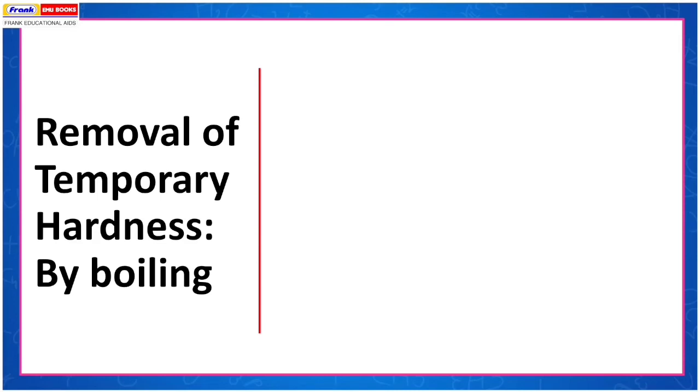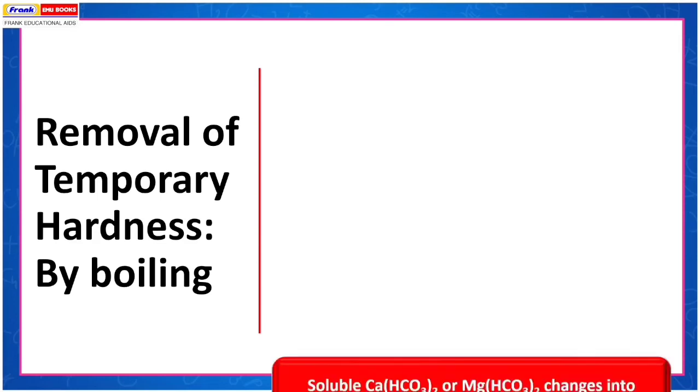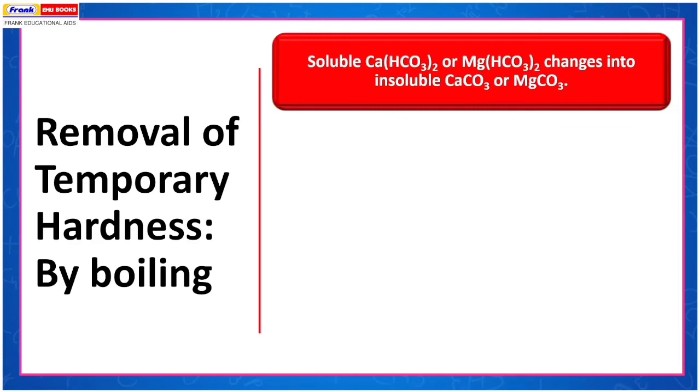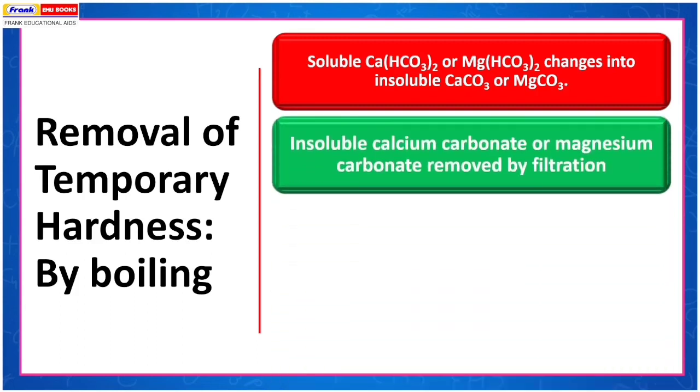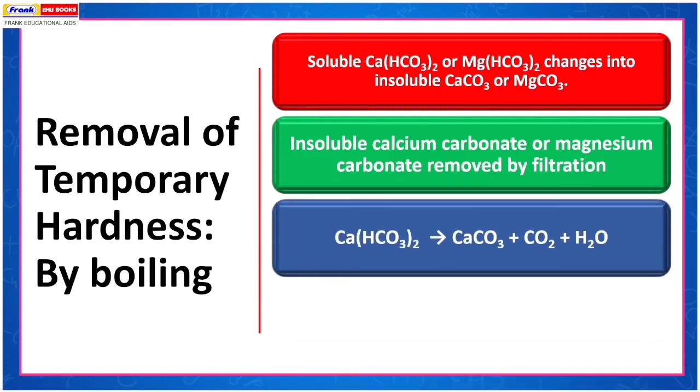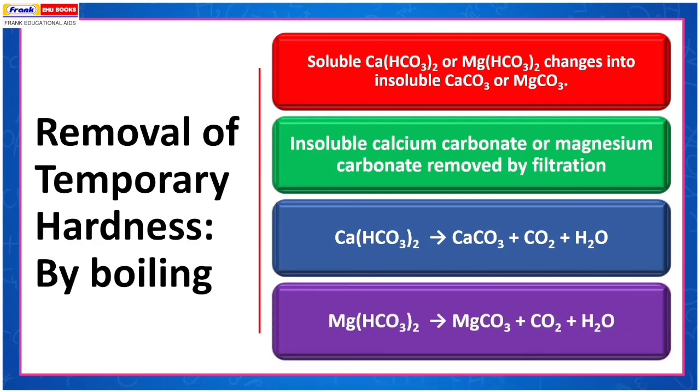Removal of temporary hardness by boiling. Soluble calcium bicarbonate or magnesium bicarbonate changes into insoluble calcium carbonate or magnesium carbonate. Insoluble calcium carbonate or magnesium carbonate is then removed by filtration. Their reactions are as follows. Ca(HCO3)2 gives CaCO3 plus CO2 plus H2O. Mg(HCO3)2 gives MgCO3 plus CO2 plus H2O.